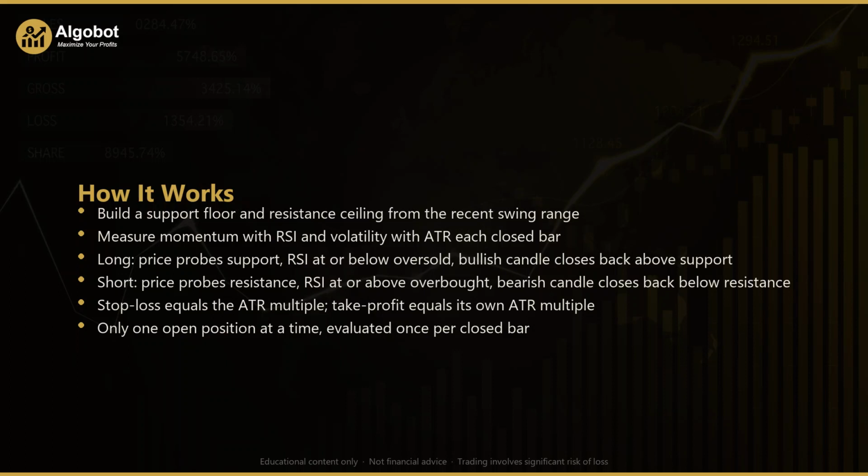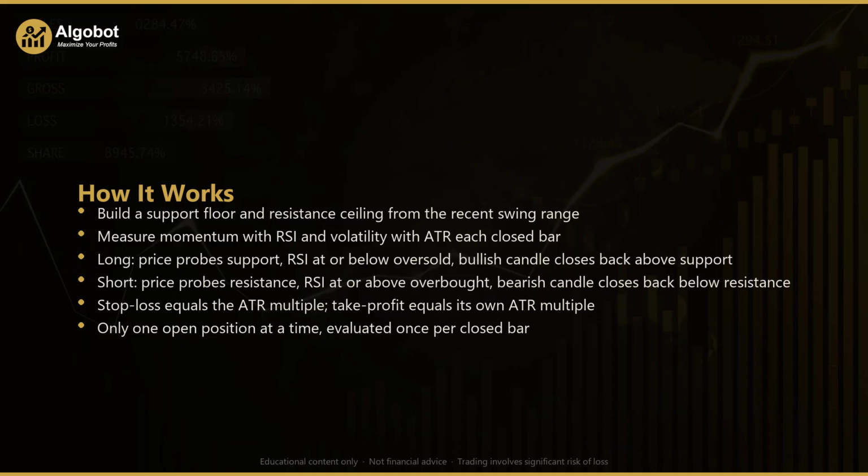A short setup is the mirror image. The signal candle's high must probe into the resistance area, reaching at or above the resistance ceiling minus the tolerance. The candle must close back below the resistance ceiling. It must be bearish, closing lower than it opened. And RSI must be at or above the Overbought threshold, with a default of 70. When those align, the strategy signals a sell at the bid price.